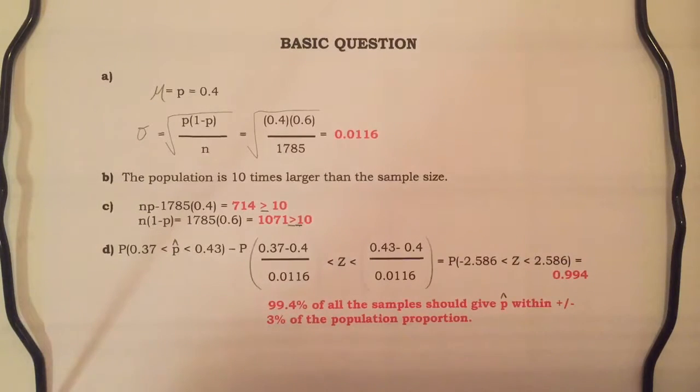In part D, it's asking, find the probability that P hat takes a value between 0.37 and 0.43. Will an SRS of size 1,785 usually give a result P hat within plus or minus 3 percentage points of the true population proportion? Explain. So what I did is I took the equation right here and I got 0.994. So in conclusion, 99.4% of all the samples should give P hat within plus or minus 3% of the population proportion.